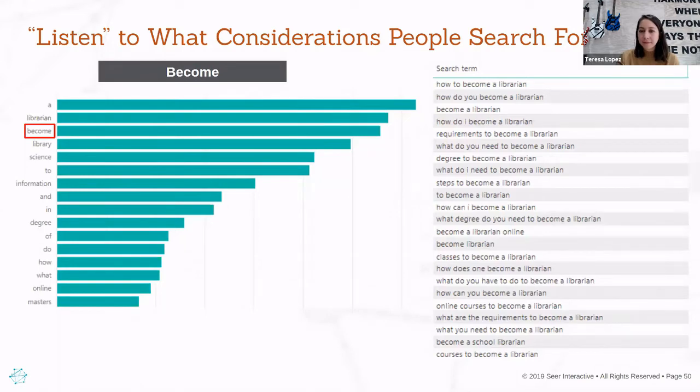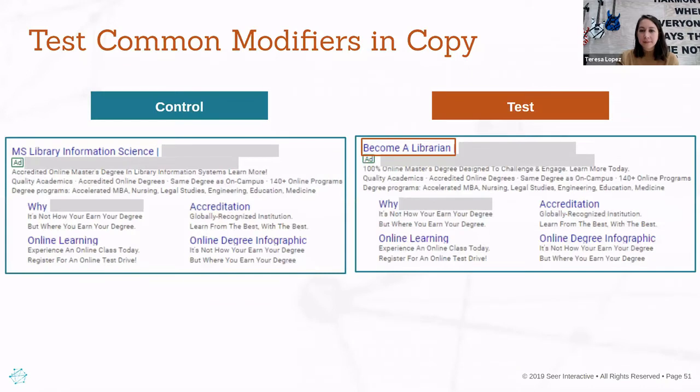On the right, you can see all of the different ways that someone might search for how to become a librarian. So along with the forum research, this was a very quick cue and data point to say, hey, I need to test some new ad copy. I need to get in front of these people in a different way. So we did a very simple test, and this is literally all it was.